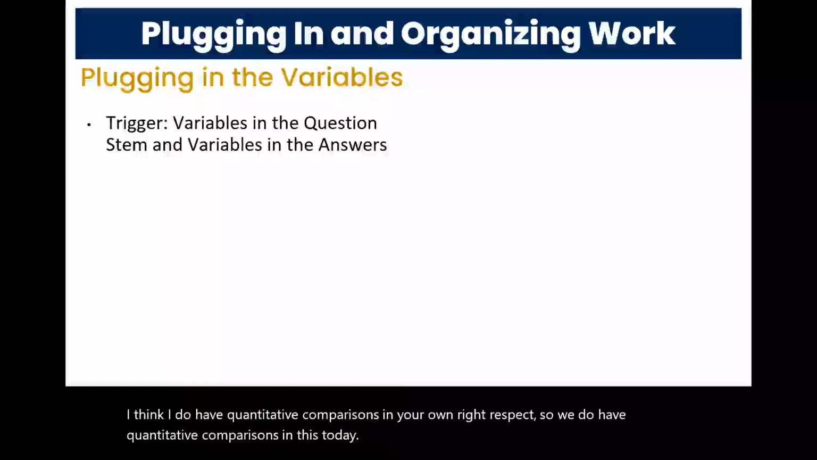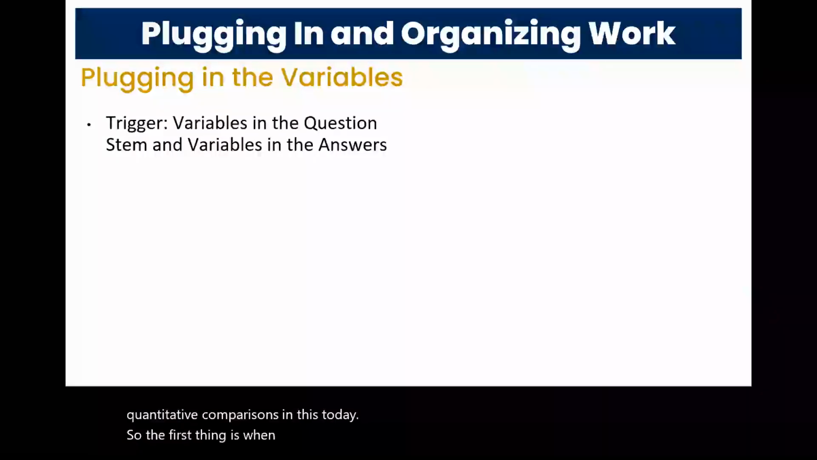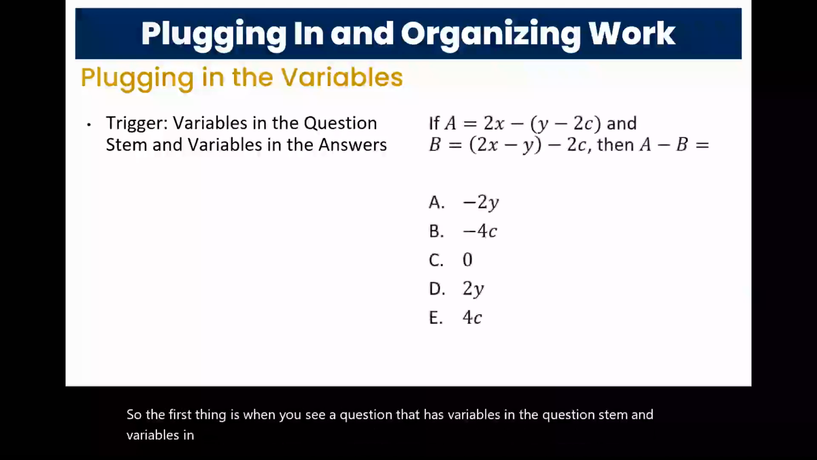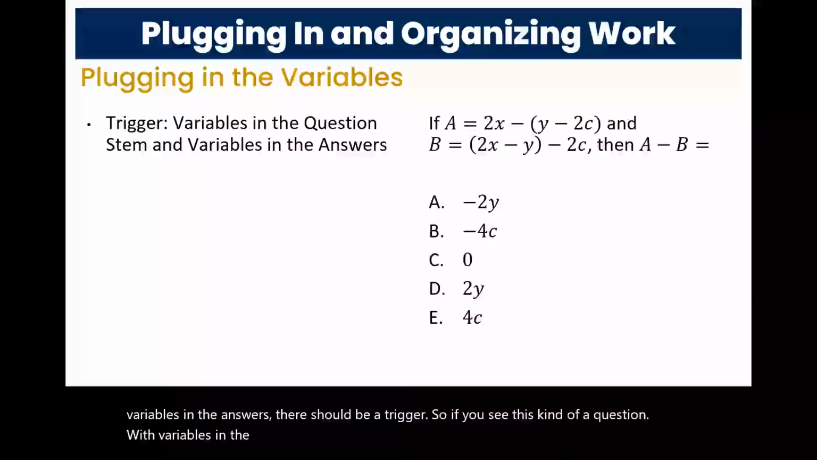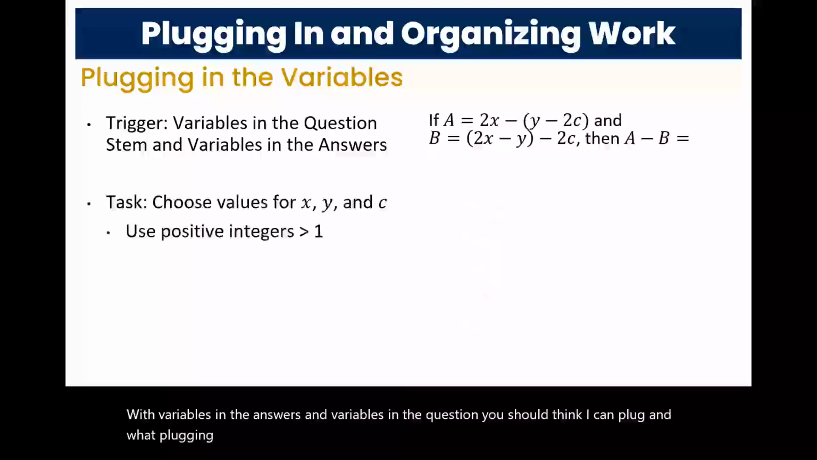So the first thing is when you see a question that has variables in the question stem and variables in the answers, this should be a trigger. If you see this kind of question, with variables in the answers and variables in the question, you should think, oh, I can plug in. And what plugging in entails is simply picking values for these different variables.